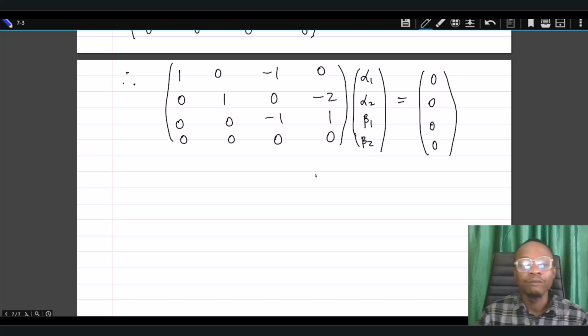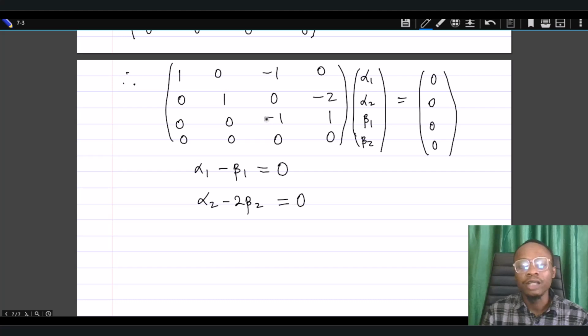What do we do now? We can expand this out. So this will give us alpha 1 multiplying this. So this is alpha 1 minus beta 1, so we have alpha 1 minus beta 1 equals 0. Okay, that remains unchanged. This is 0 here multiplying alpha 2, 0 multiplying beta 2. And then on this we have 0 alpha 1 plus 1 alpha 2 plus 0 beta 1, then minus 2 beta 2. So we have basically alpha 2 minus 2 beta 2 equal to 0.